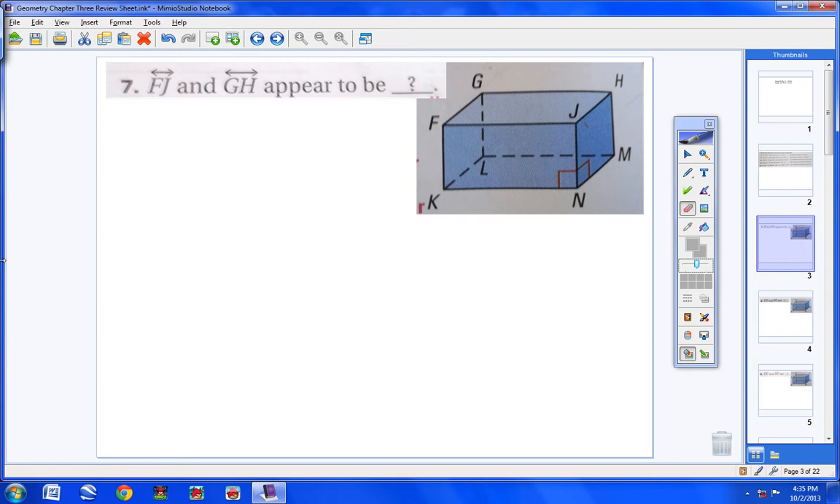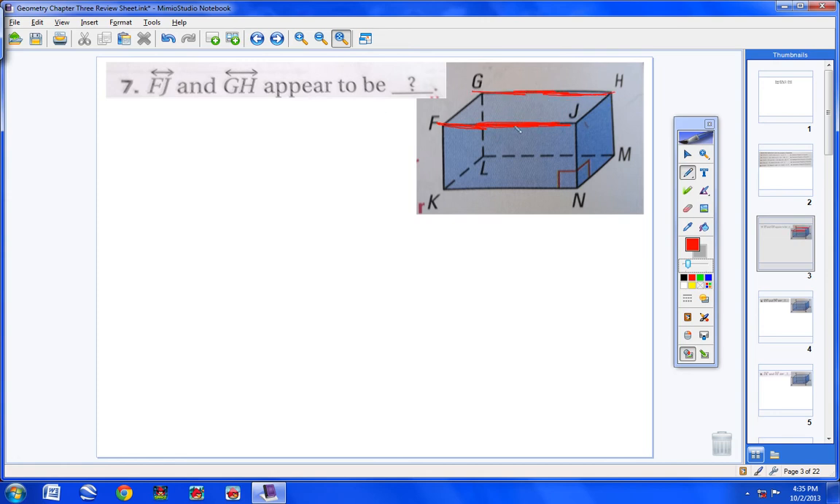Parallel, perpendicular, or skew. Now remember, parallel lines have to lie in the same plane, and they never intersect. Perpendicular lines, of course, form a right angle. Skew lines never intersect, and they cannot lie in the same plane. So here we go. According to the problem here, we're going to start off with FJ. Here's FJ. I've highlighted it for you. And GH. There we go.